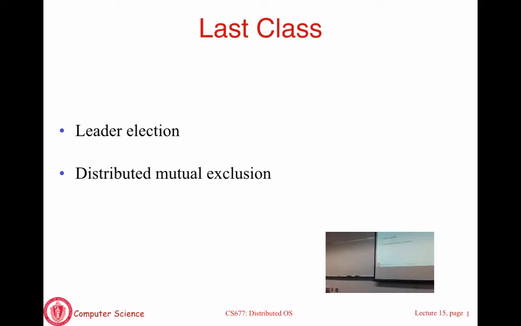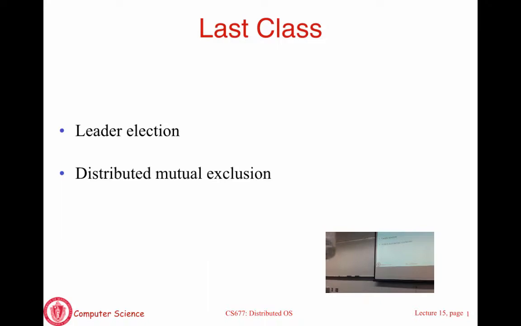If you remember, last time we were talking about leader election and distributed mutual exclusion. Okay, leader election is the problem of a set of processes in a distributed system that elect a coordinator, or a leader. The coordinator is responsible for some task within the application, and if the coordinator crashes, you elect a new leader. Okay, you run the leader election algorithm again and elect a new leader. So we saw several different algorithms to implement leader election.